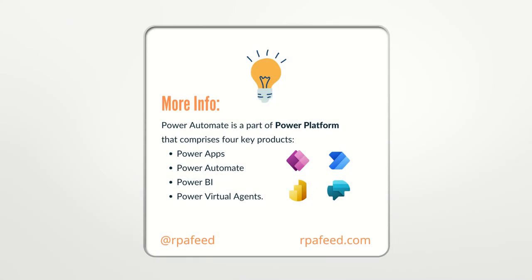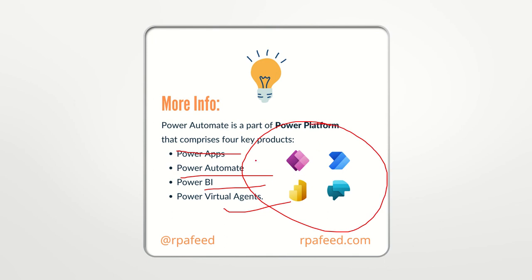Now, this is just information. Power Automate is a part of Power Platform that comprises these four products: Power Apps, Power Automate, Power BI, and Power Virtual Agents. So all these products together make up the Power Platform.